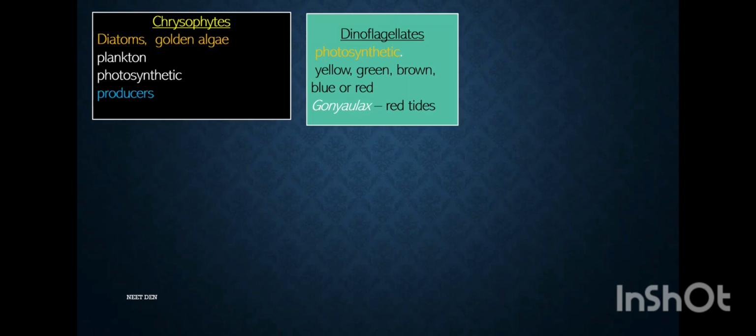Just summarizing dinoflagellates, we know that dinoflagellates have a tough cellulose cell wall, and they may be of different colors depending upon the nature of the pigment which is present inside them. And they are also photosynthetic. Some of the dinoflagellates, like red dinoflagellate Gonyaulax, also give rise to red tides in the ocean.